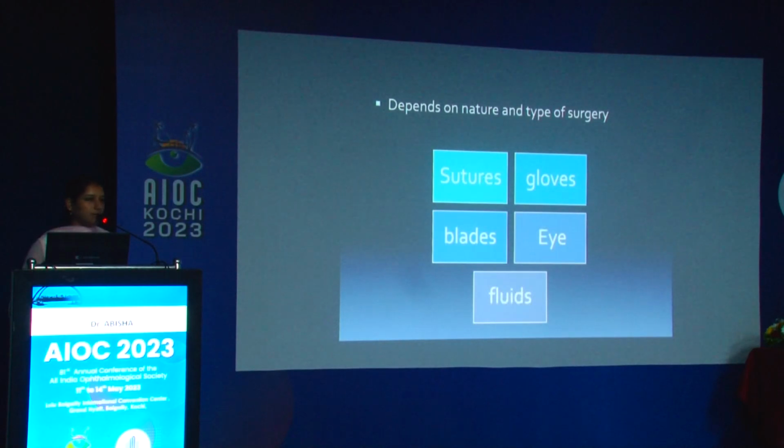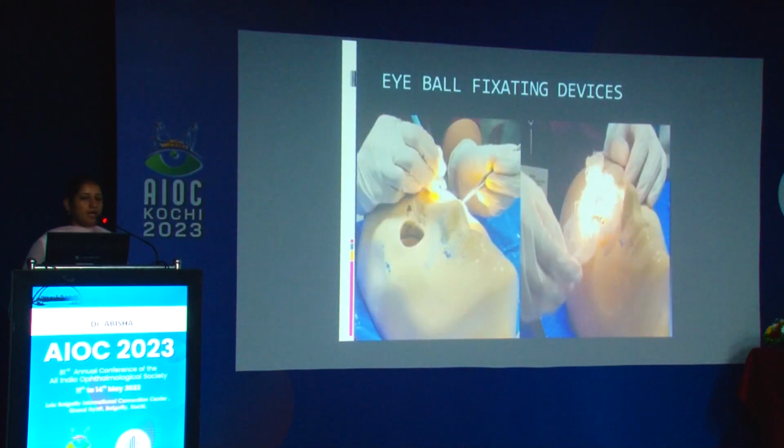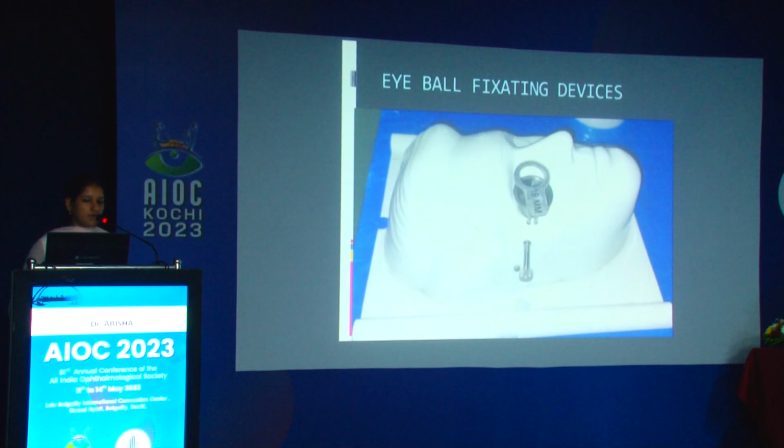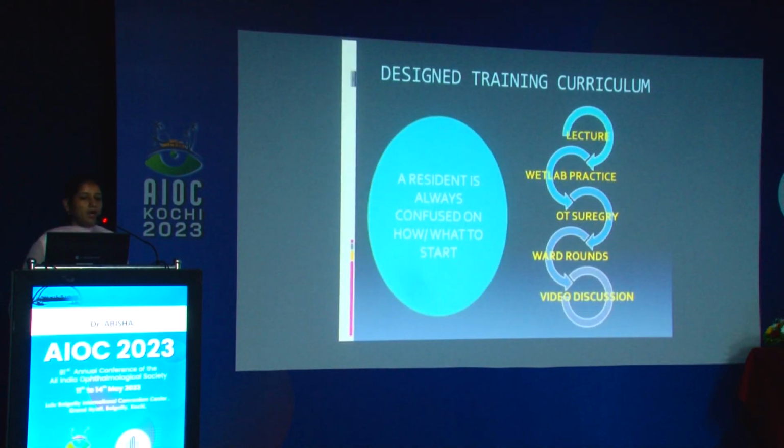For phacoemulsification, we should have a phaco machine with tubings and expendables. Depending upon the nature and type of surgery, we have to get sutures, gloves, blades, eyes as well as fluids. A minimum surgical instrument set should be available within the wet lab. And eyeball fixating devices, either in the form of a mannequin or styrofoam head or eyeball fixating stands, should be available. And we should have a designed training curriculum, since as we all know, a resident is always confused on how or what to start.